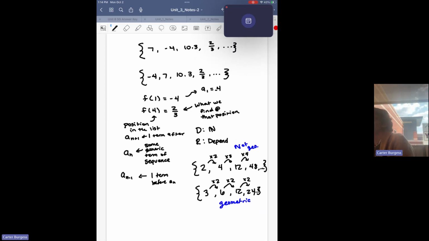Now, we said that we were going to really only be focusing on sequences that had patterns. Then we were a little bit more narrow with that definition: these multiplication patterns, these addition patterns. And that was very, very deliberate.